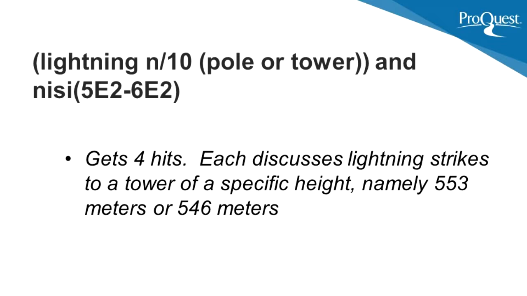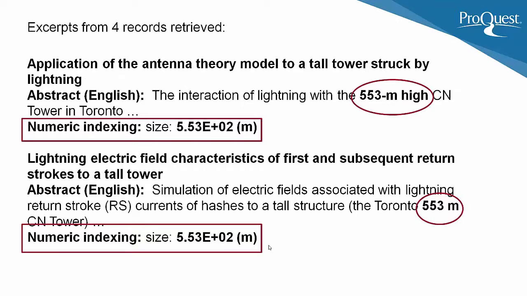But notice, there's no way we could have known going into the search that the records that were out there had to do with 553 meters or exactly 546 meters. We couldn't possibly have guessed what height we'd be finding exactly. But by searching on a range, we were able to do this search, and we got exactly the right hits. Here are some excerpts from the 4 hits we got. I'm not going to put the entire abstracts here, but we have the section of the abstract that talks about the height, and we also have here for you the numeric indexing field.